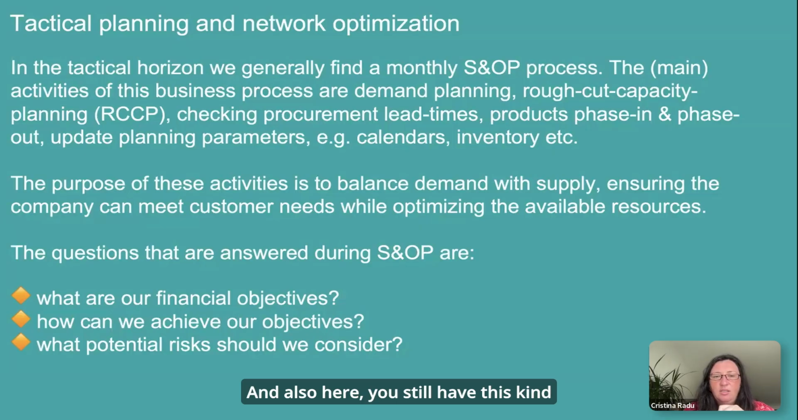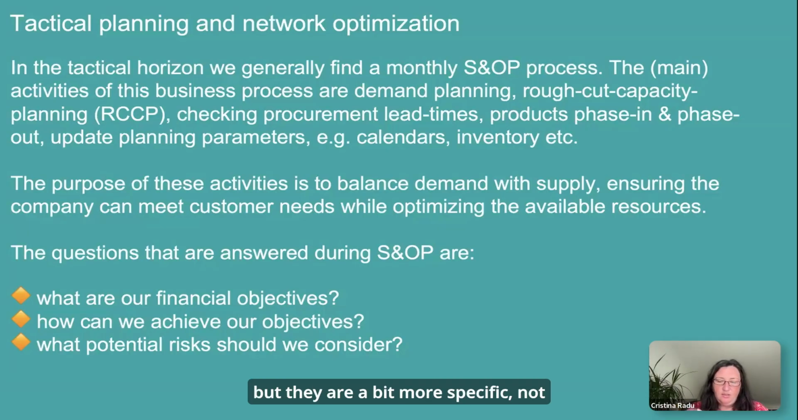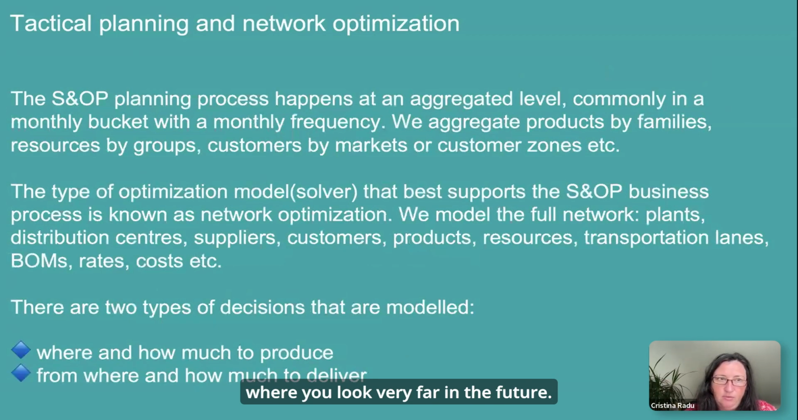And also here, you still have this kind of long-term thinking about what are our financial objectives as a company, how can we achieve our objectives given the demand we have, the resources we have, and what are potential risks? You can say, like if a line stops, or we have a problem with the labor and so on. So here you also analyze this kind of thing, but it's a bit more specific, not like with strategic planning where you look very far in the future.